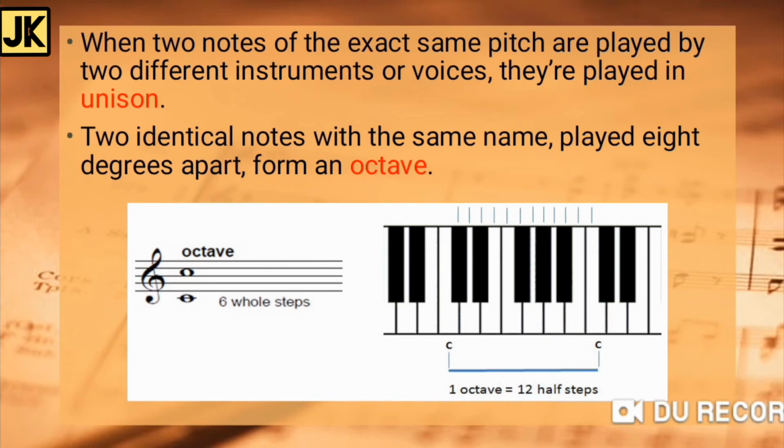Now, when two notes of the exact same pitch are played by two different instruments or voices, they are played in unison. On the other hand, when two identical notes with the same name are played 8 degrees apart, they form an octave. From C to C, there are 12 half steps, which is 6 whole steps. They form an octave.